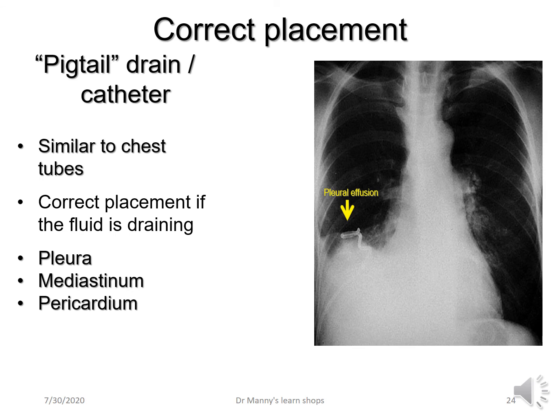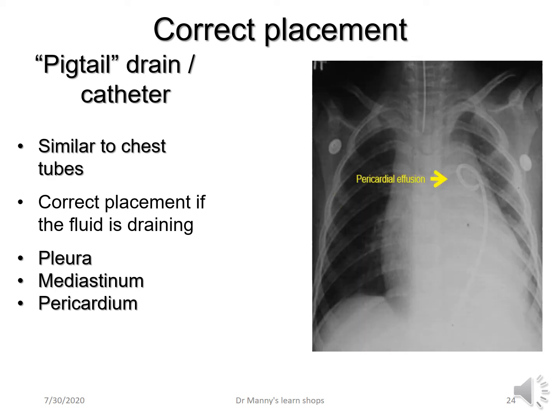If a pigtail drain is placed correctly, it's similar to a chest tube. And correct placement is verified if the fluid's draining either from the pleura, pleural effusion, as indicated by the X-ray that you're looking at, the mediastinum, or pericardial fluid from an effusion.